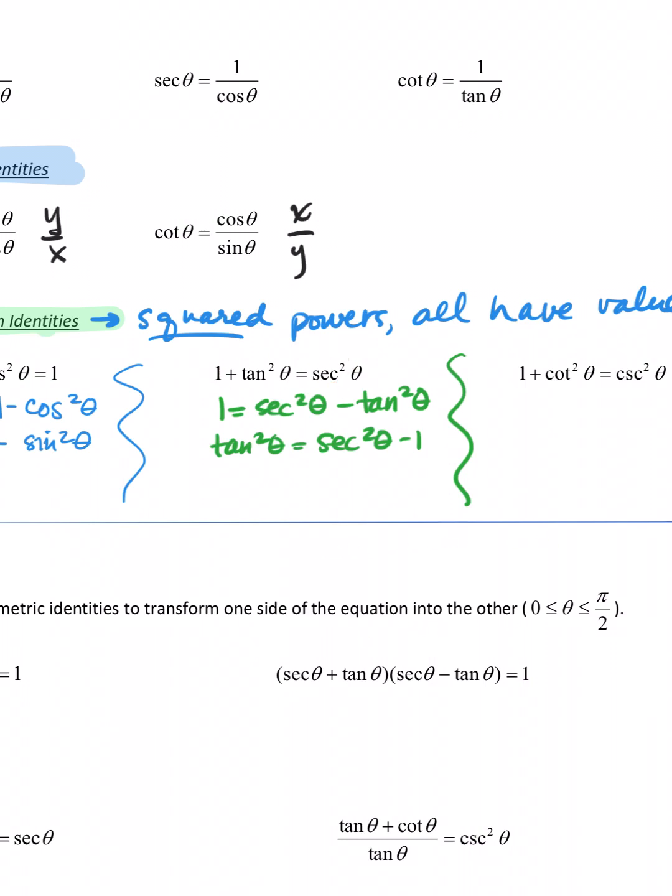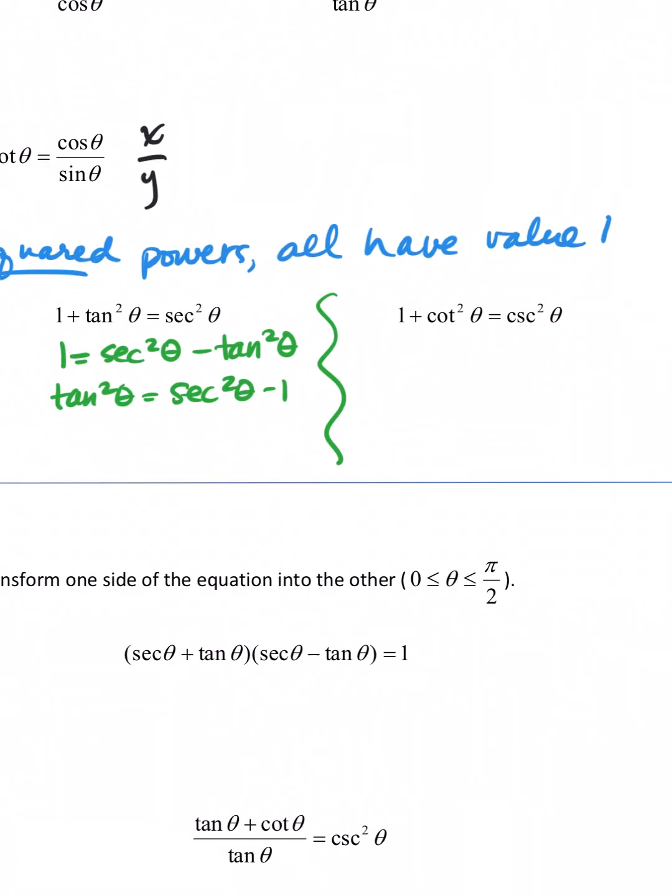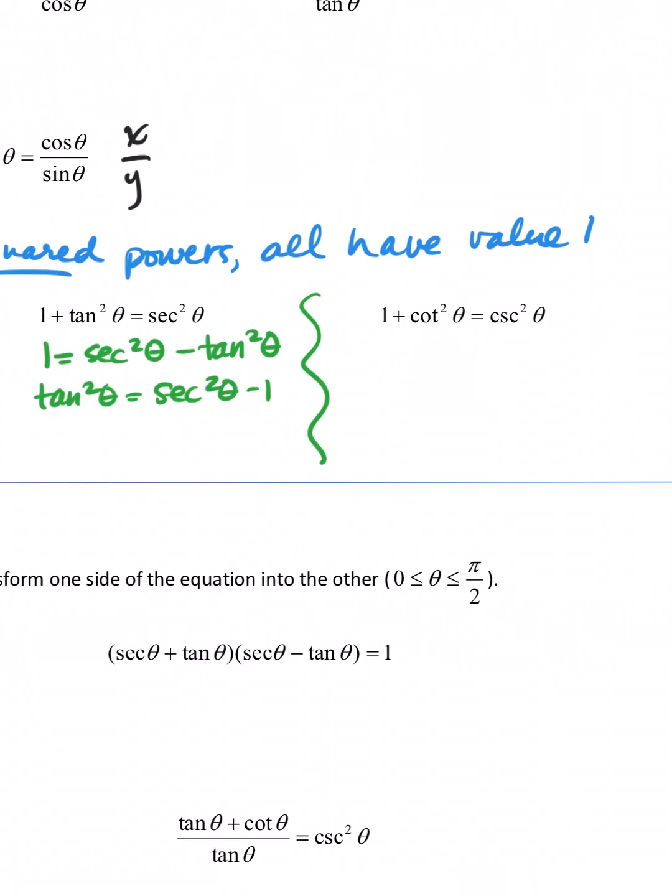Let's look at the last one. Cotangent and cosecant. What do we do with this? Well, it's just some algebra, just some rearranging. If we solved it for 1, we would have cosecant squared theta minus cotangent squared theta, right? Or I could solve for cotangent squared theta, and I would have cosecant squared theta minus 1. So again, more identities I can use to solve.